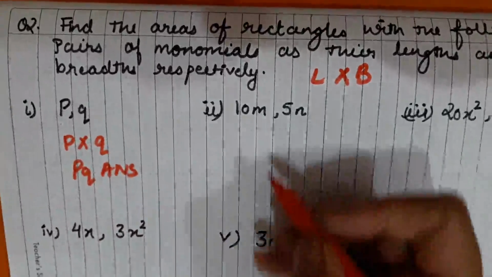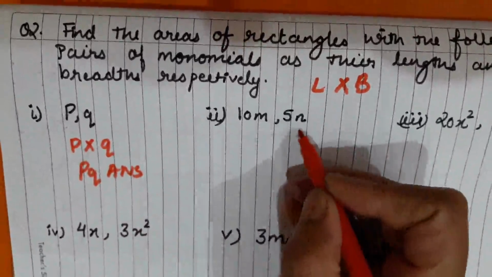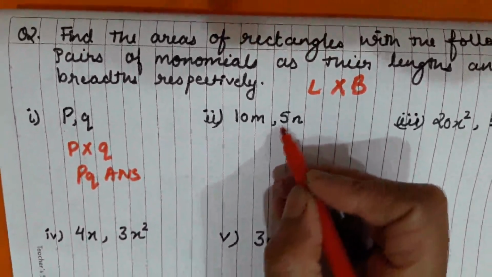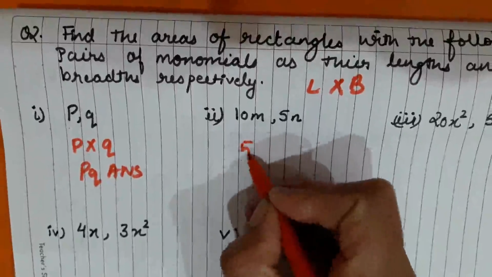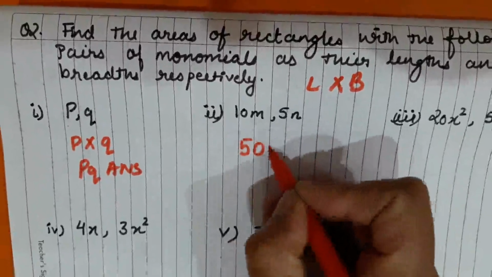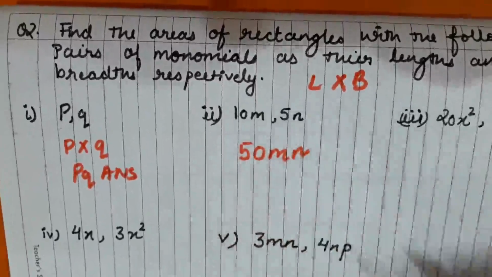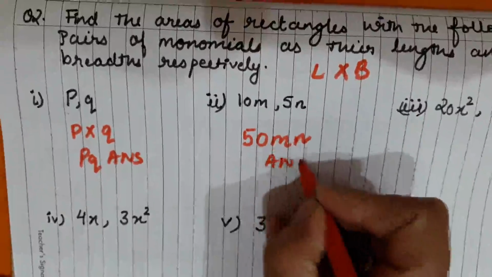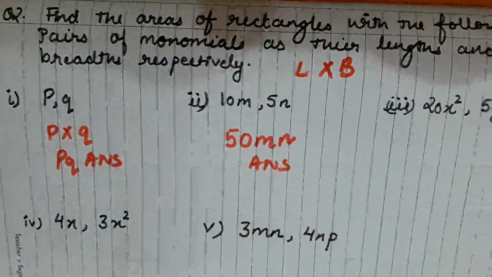Now 10m multiplied by 5n. The numeric values multiply with each other. 5 into 10 gives you 50. m and n come as they are because they do not have any common power. So this will be your answer in the second part of question number 2.